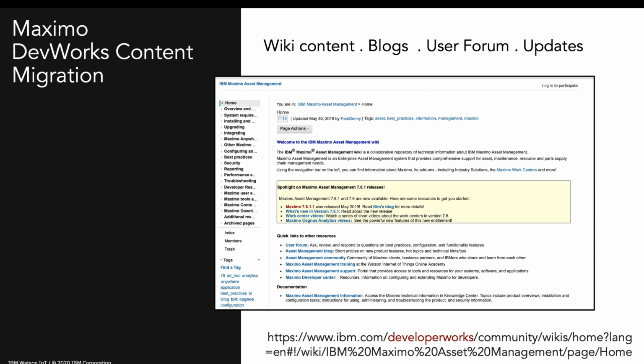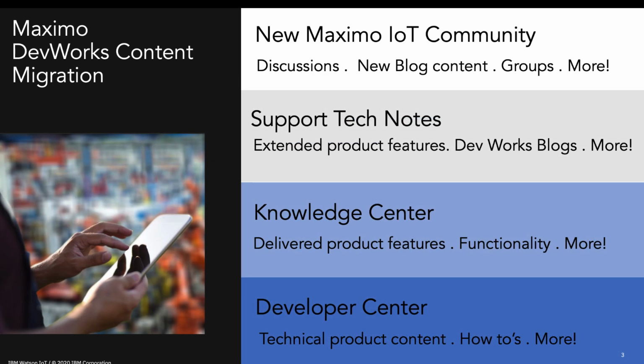but Maximo, I would like to highlight, has an extension through April 30th, 2020. So you will still find some content in there as we continue to migrate the content. So where is the content going? Well, we're moving the content from DevWorks to 4 different locations.